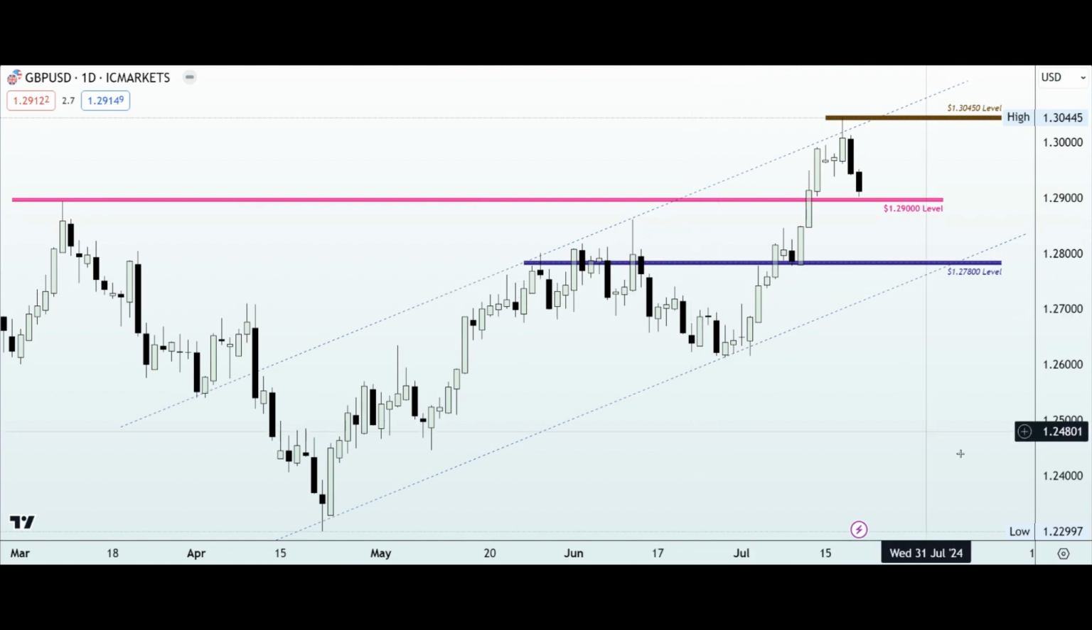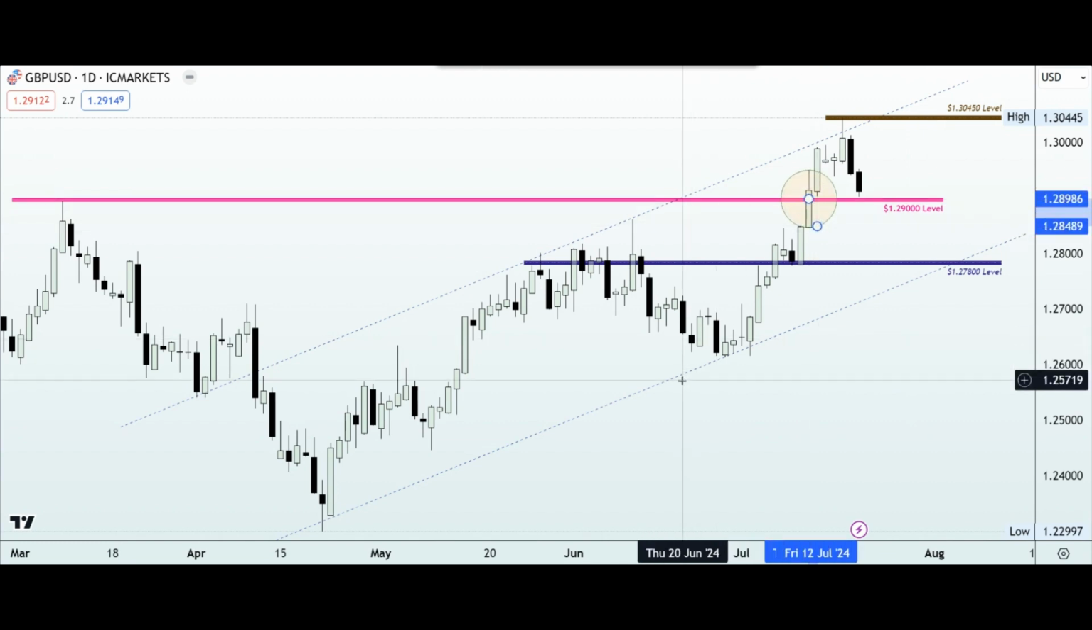But unfortunately for the sellers, you'll see here that during the course of the past week, we saw price finally breaking out of the 1.29 area to reference the resurgence in buy pressure in this particular market.